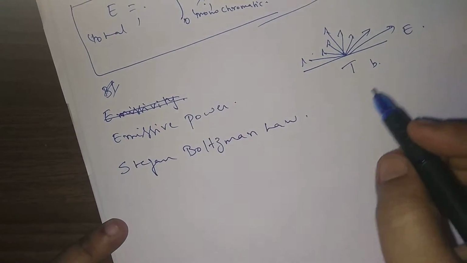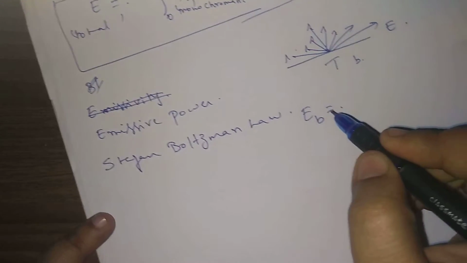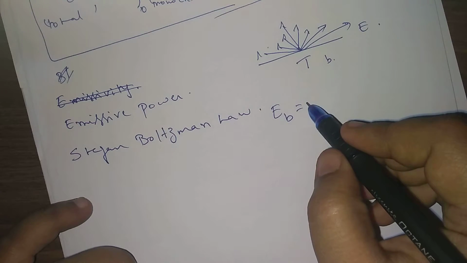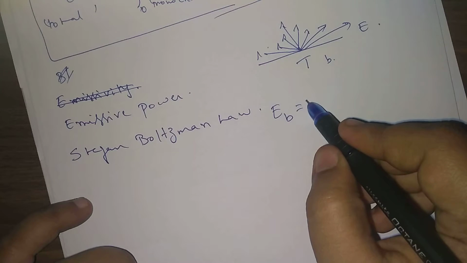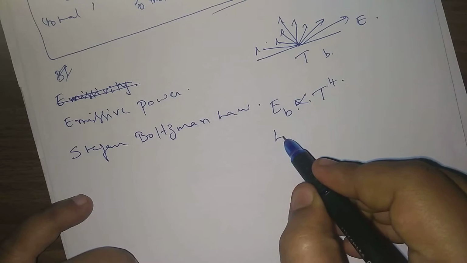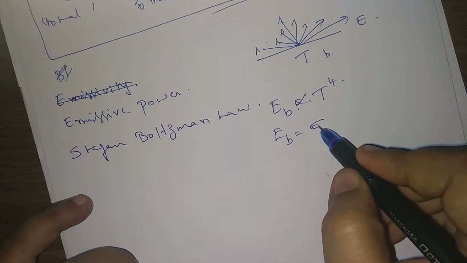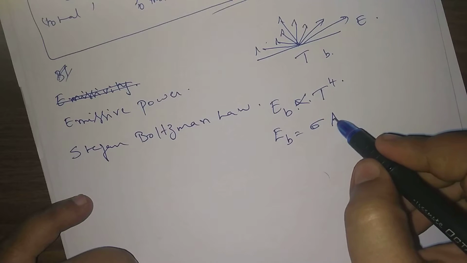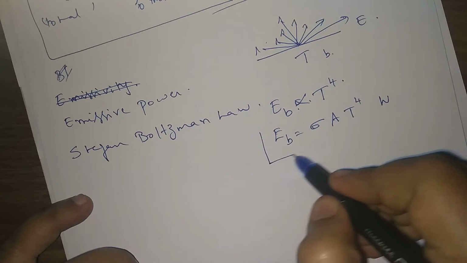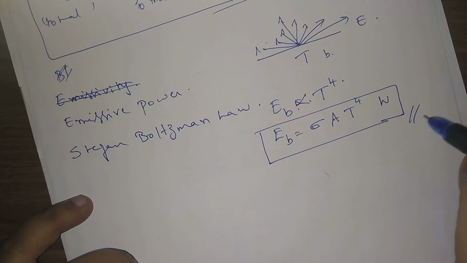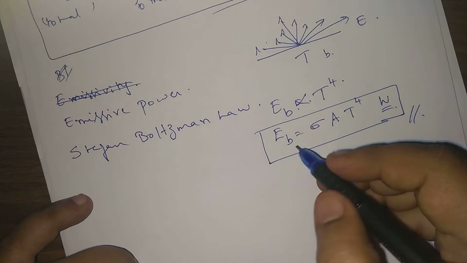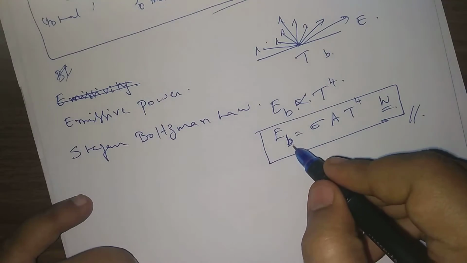If any body is there, how do we find that? For a black body, the emissive power E_B is directly proportional to T to the power of 4. To remove the proportionality, you have to introduce a constant, sigma, so E_B equals sigma T to the power of 4, in watts. Are you able to understand? These are the units. So this is the emissive power of a black body. The subscript B denotes the emissive power of a black body.